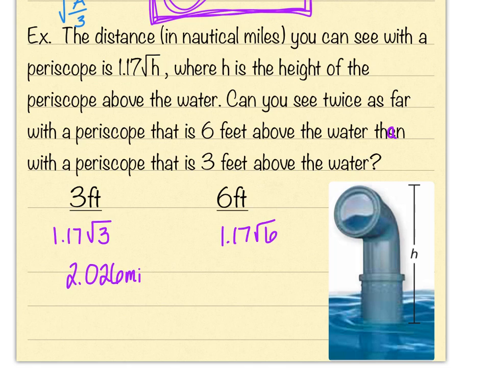And then if I do 1.17 times the square root of 6, that's going to be approximately 2.866 nautical miles. So raising the periscope twice as high does not allow you to see twice as far. So you cannot see, S-E-E, not S-E-A, twice as far.